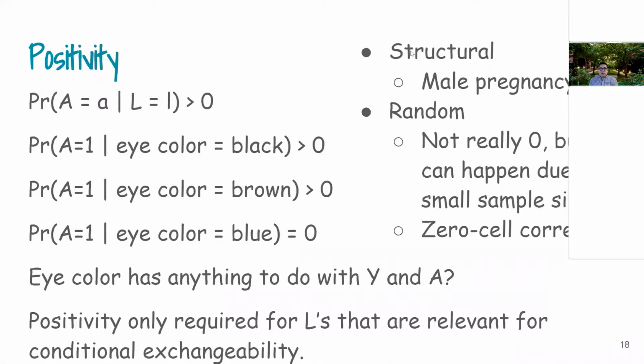So there are two different types of positivity violation that can go on. One type is the structural violation. That means that there is a certain group who can never have the positive probability, no matter how much data you gather, right? And there is another positivity violation that is known as random positivity violation.